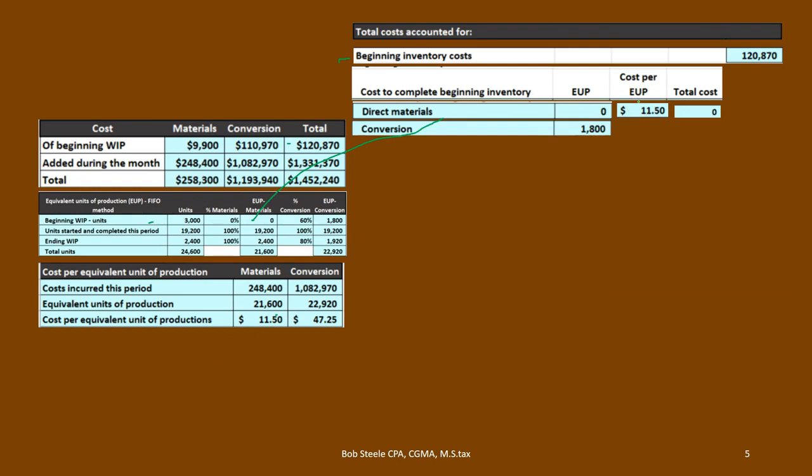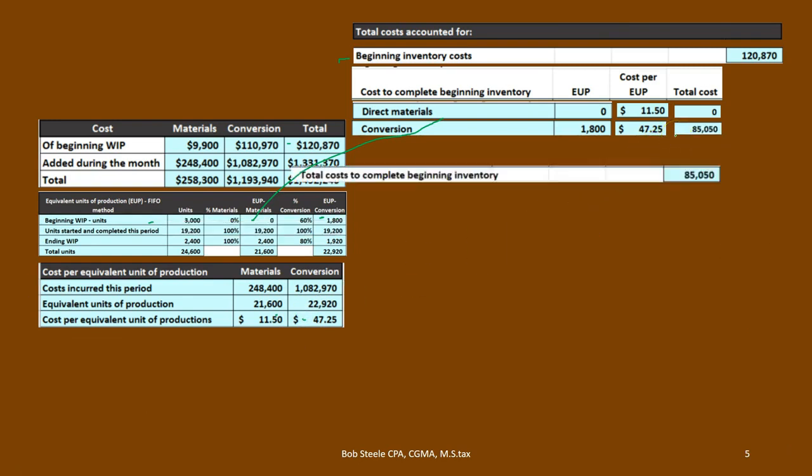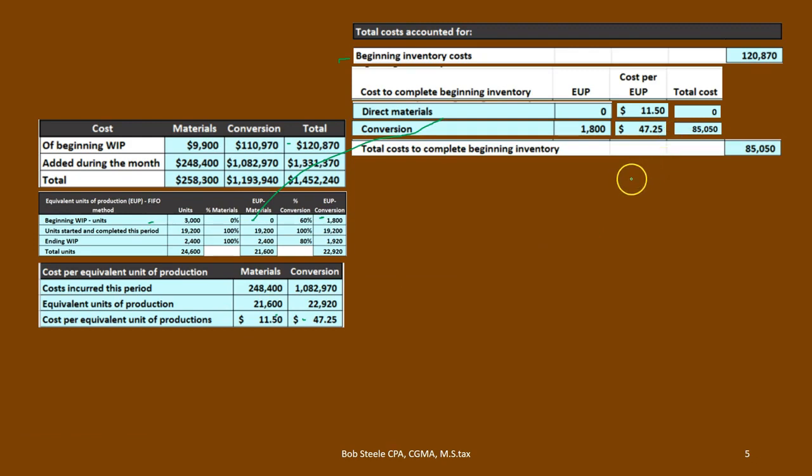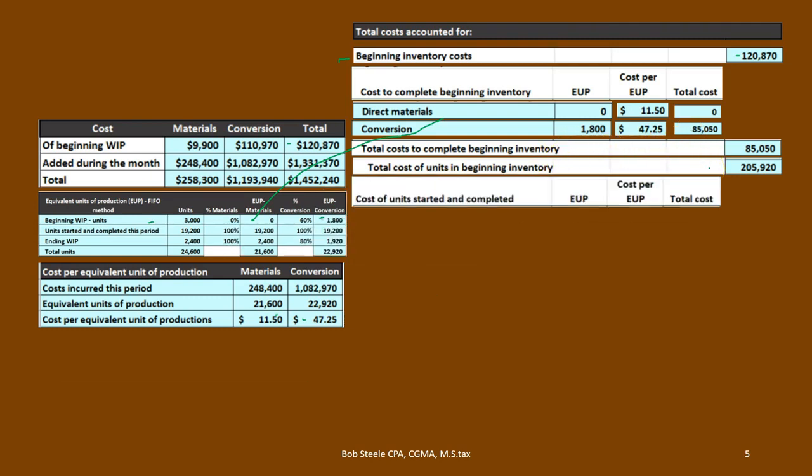And then we're going to take the conversion. In terms of this beginning line, this 1008 times the conversion cost per unit, the 47.25, gives us the 85.50. And if we then add those up, we get the total cost completed in the beginning inventory. Then we're going to add up these two, the outer column, the beginning inventory plus the total cost of completed. And that gives us the total cost of units in the beginning inventory. So everything that was in there from prior month costs and what's in there at this point in time is these two numbers there. Then we're going to go to the next line item.